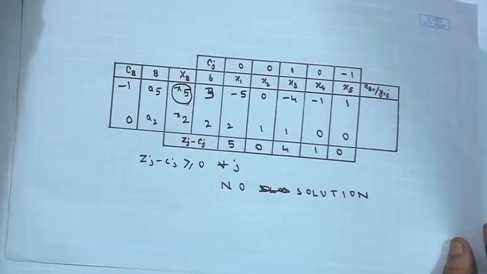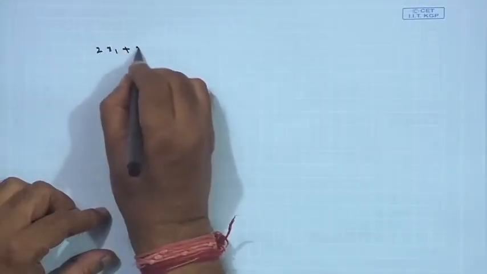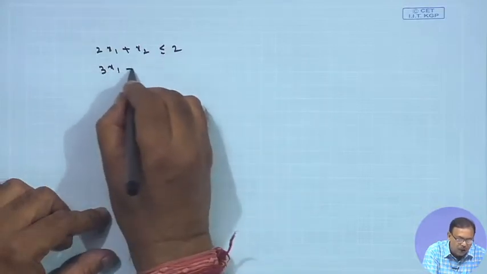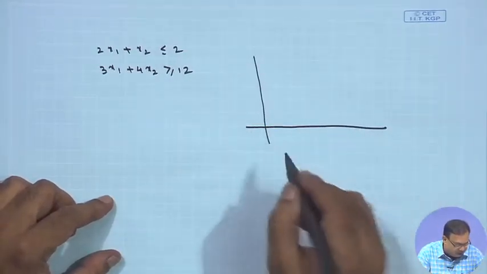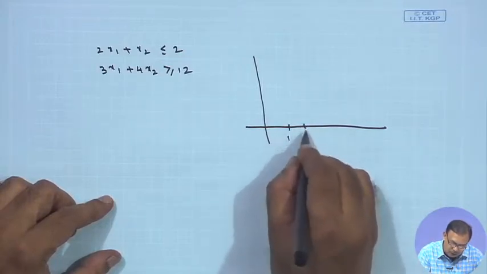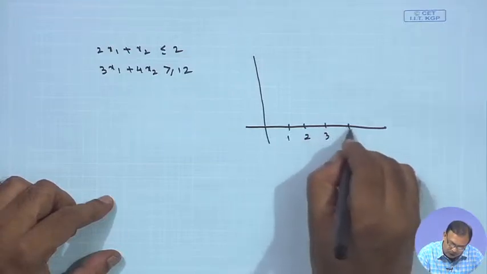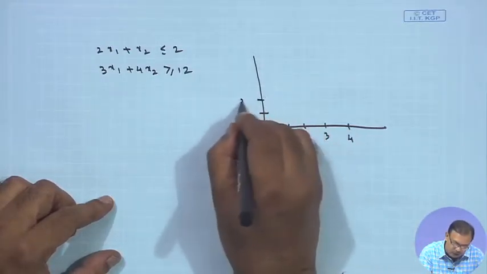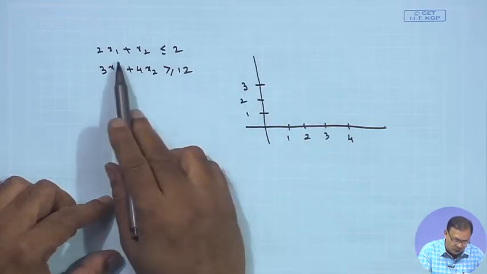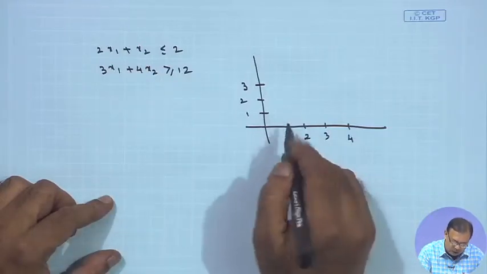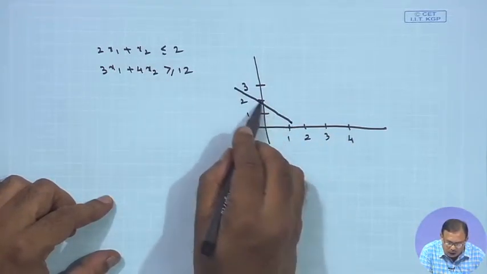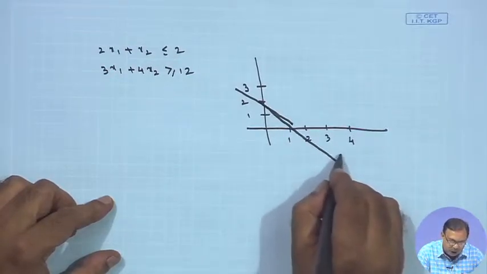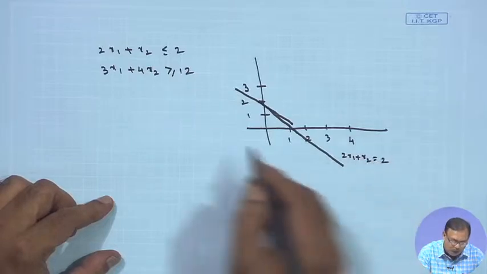For this case, if you remember, your constraints were 2 x 1 plus x 2 less than or equal to 2, and 3 x 1 plus 4 x 2 greater than or equal to 12. If I draw the graph of these, with 1, 2 on one axis, somewhere 3, somewhere 4, and on the other 1, 2 and 3. For 2 x 1 plus x 2 equals 2, if x 1 is 0, x 2 is 2. So, one line will be this one, 2 x 1 plus x 2 equals 2. It is less than or equal to 2.